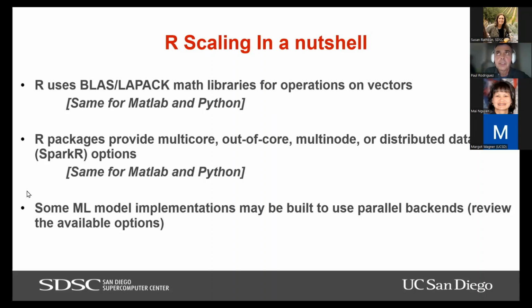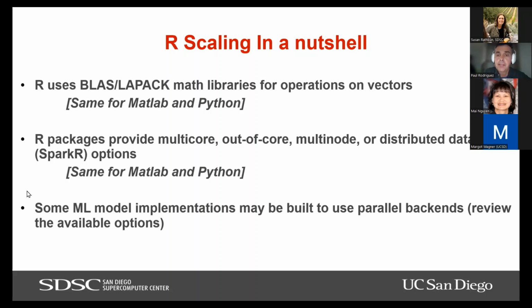So in a nutshell, when you're scaling R, there are different things that you might come across that you need. If you're scaling big matrix operations, R is compiled with the BLAS linear algebra package. So if you vectorize your operations, you're operating on a matrix at a time, and you'll get good speedup. It's very, very similar to MATLAB and Python that way.